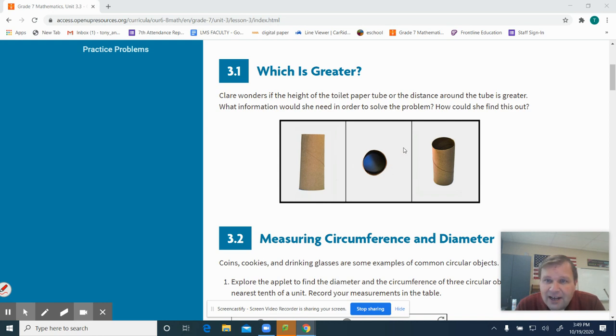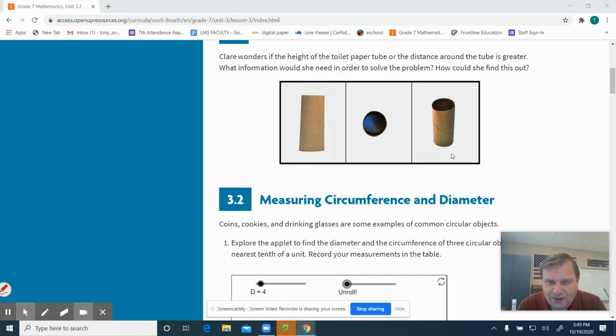All right. Now, it says, how could she find this out? She could use a ruler and measure it. But she could also split this toilet paper tube right down the center, fold it out, and then you have a width and you have a height, and that would give you that information.